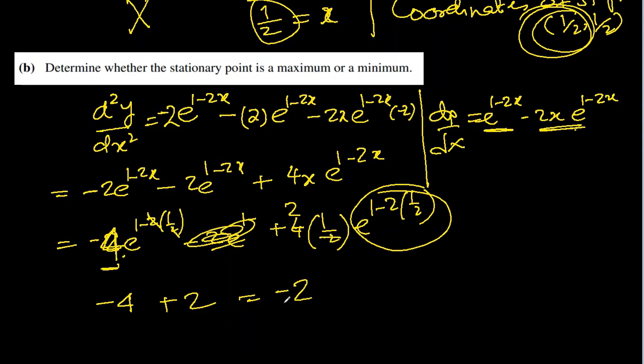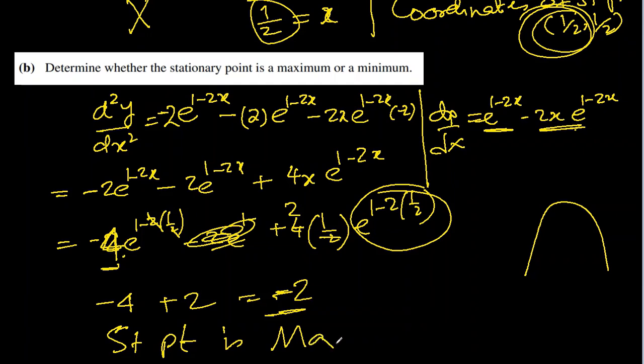The answer is negative 2. Negative means it's opening down, and that's why this particular stationary point is a maximum. Any graph that opens down is a maximum because this is the peak, and it will have a maximum at that point.